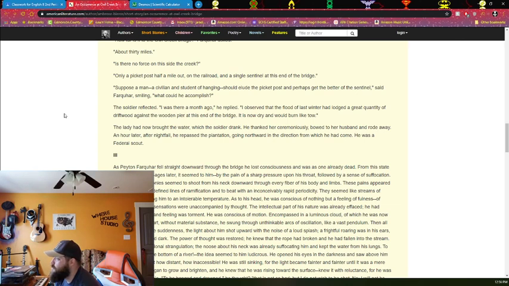The lady had now brought the water, which the soldier drank. He thanked her ceremoniously, bowed to her husband, and rode away. An hour later, after nightfall, he repassed the plantation, going northward in the direction from which he had come. He was a Federal scout.